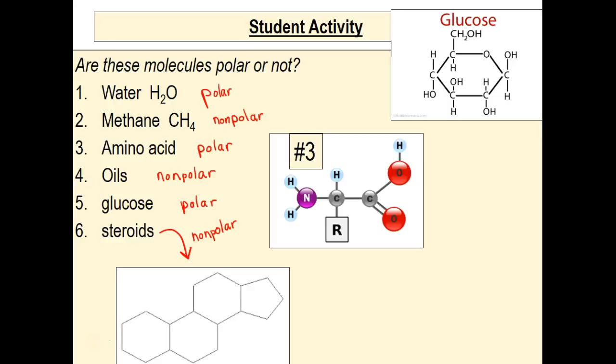So hopefully you got these answers correct. And glucose might surprise you, but it's these hydroxyl groups that make glucose polar. So polar molecules are going to be soluble in water. And of course, the amino acid has this hydroxyl group here. Steroids are considered to be in the lipid family and are nonpolar.